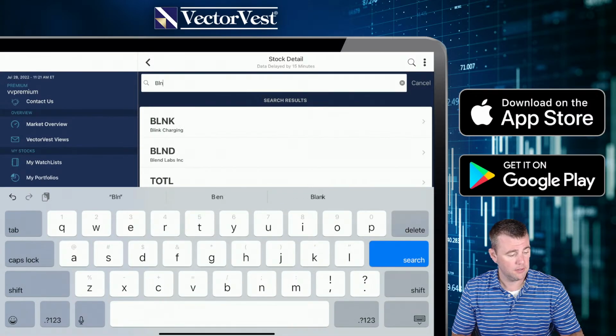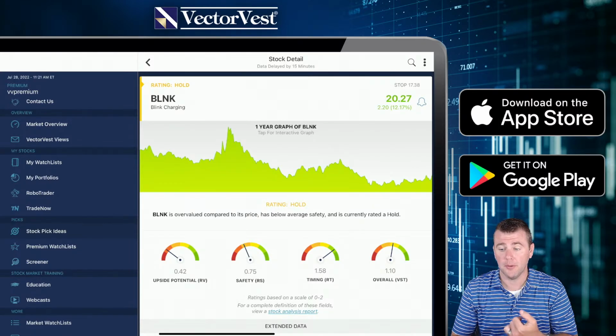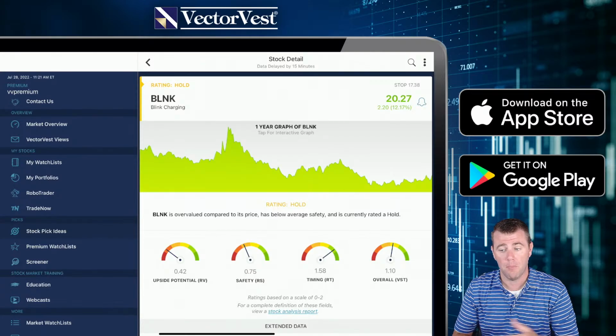BLNK. Once again, a speculative stock that has poor long-term potential, a lot of risk associated with it, but it's a momentum trade right now. 1.58 on the RT, really strong short-term uptrend. So overall, stock is favorable currently.